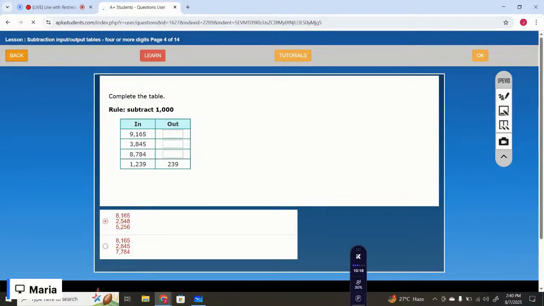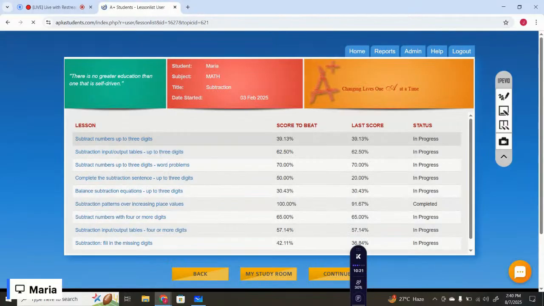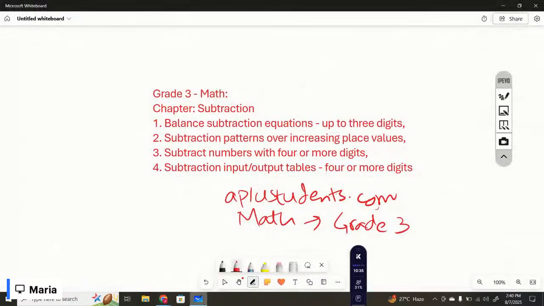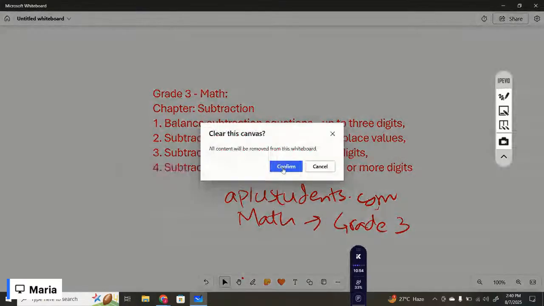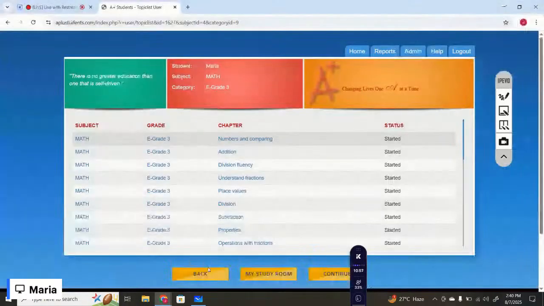Okay, you can complete the lesson by yourself later today. So we were working on grade 3 math. The chapter we were working on is subtraction. The lessons we have covered today are balance subtraction equations up to 3 digits, subtraction patterns over increasing place values, subtract numbers with 4 or more digits, subtraction input output tables, 4 or more digits. So please make sure before the next session you complete all the practice questions for the lessons we just did. That is your homework until the next session.